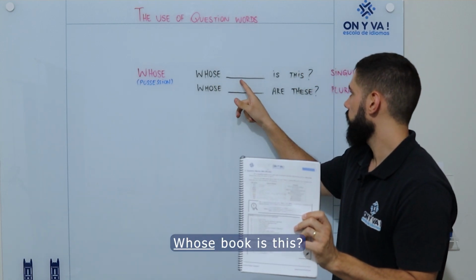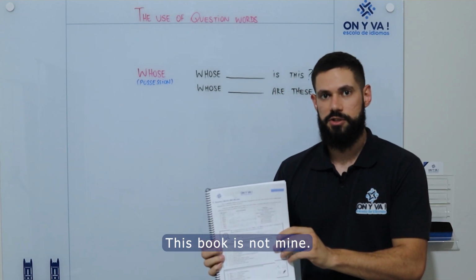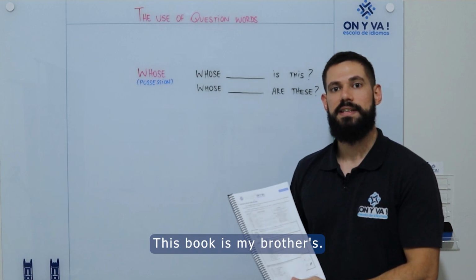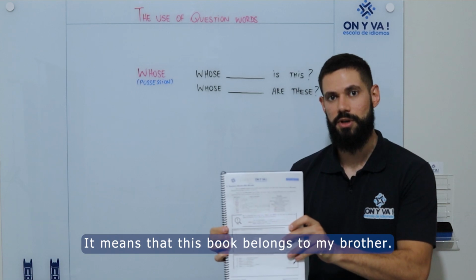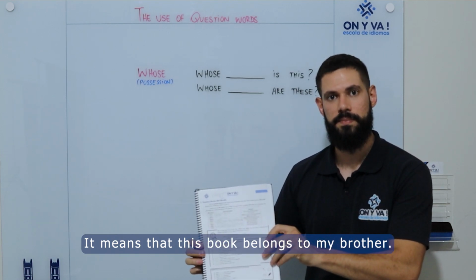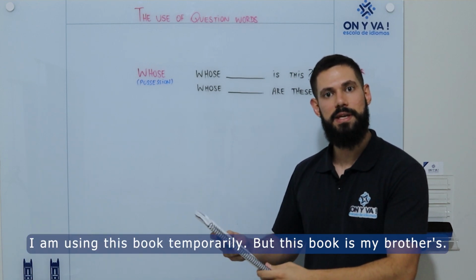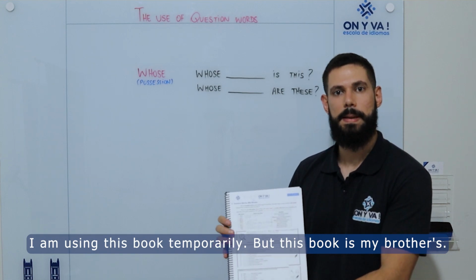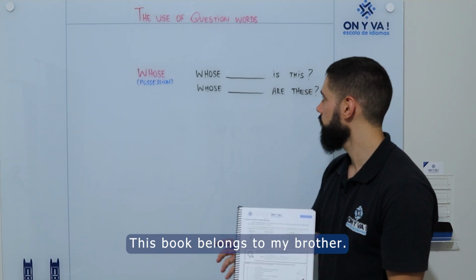Whose book is this? This book is not mine. This book is not Univa's. This book is my brother's. So it means that this book belongs to my brother. My brother has this book. I'm using this book temporarily, but this book is my brother's. This book belongs to my brother.